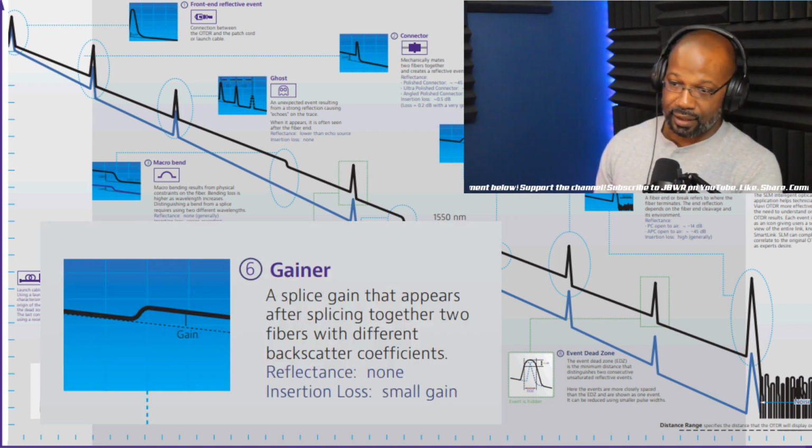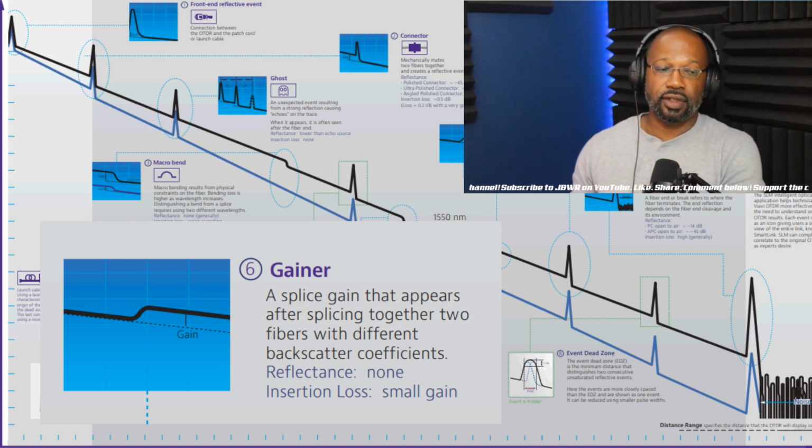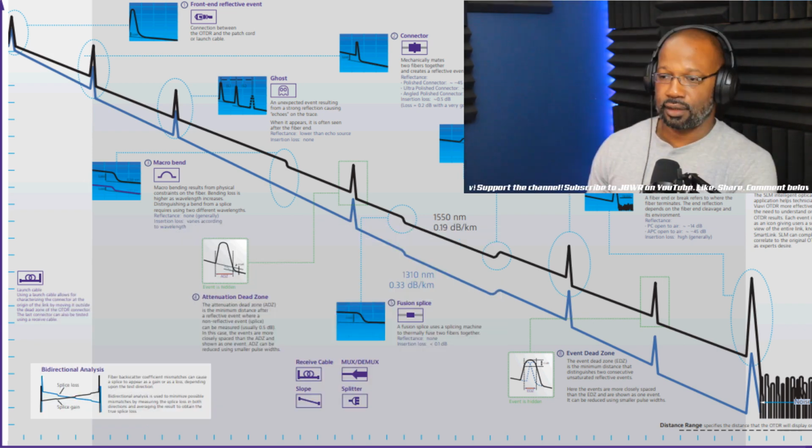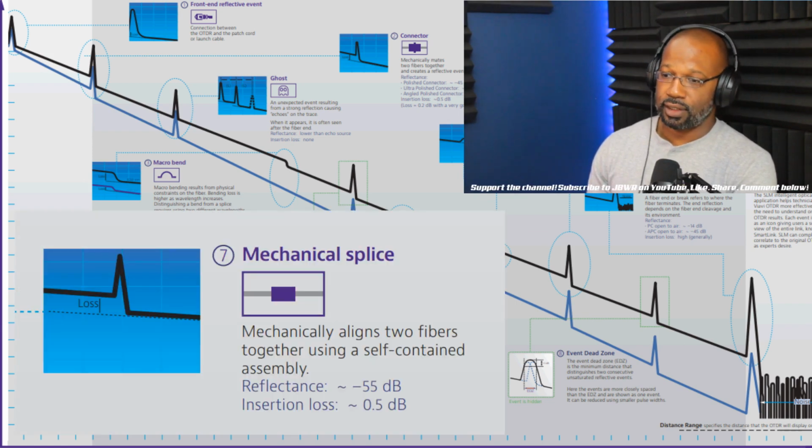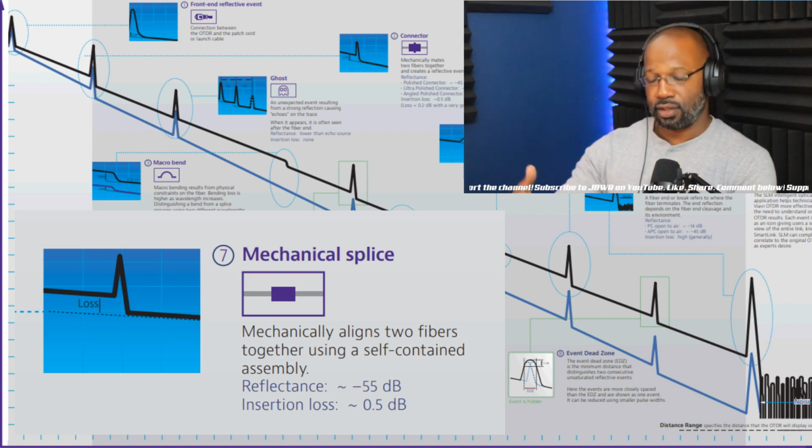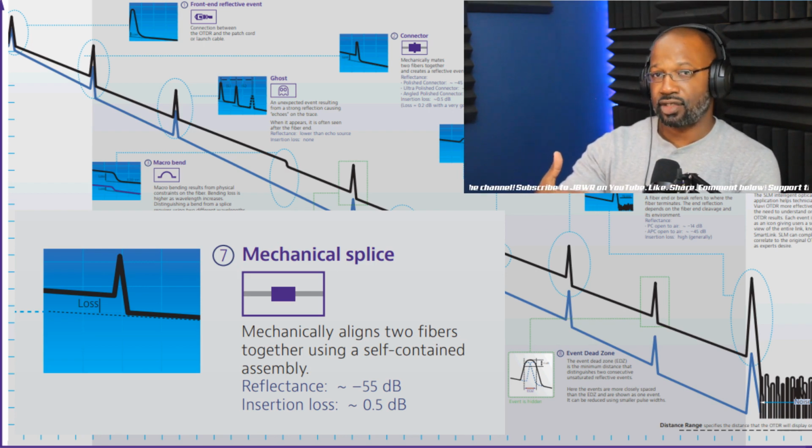Gainers, according to this document, a splice that appears after splicing together two fibers of different backscatter coefficients. Basically, two different size cores, okay? So then we have a mechanical splice, which aligns two fibers together using a self-contained assembly. It's a way of aligning the fibers so precisely that it mimics a fusion splice, right? Using gels and adhesives, okay?